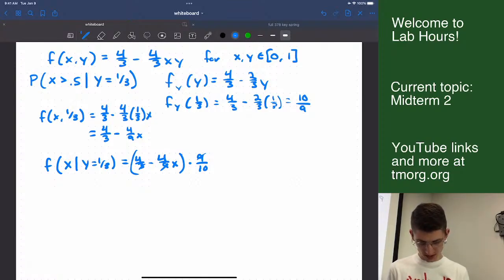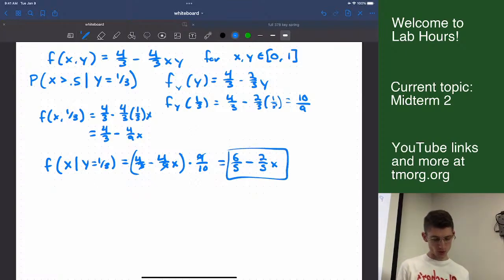This one won't. 4/3 times 9/10 is equal to 12/10, which is equal to 6/5. And then minus 4/10, which is 2/5, x.